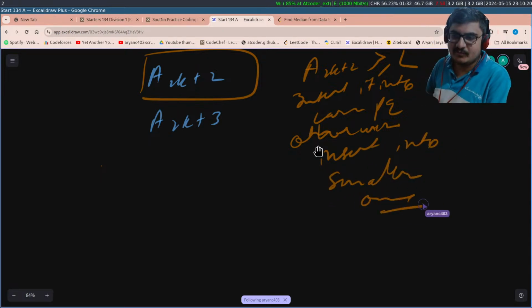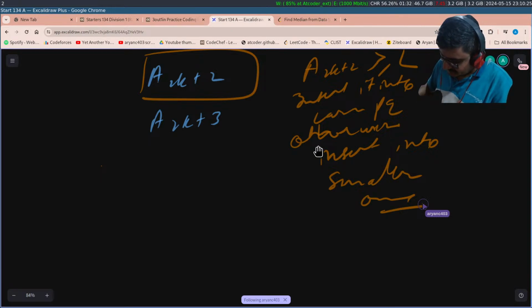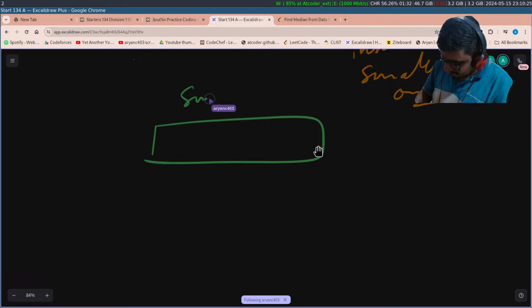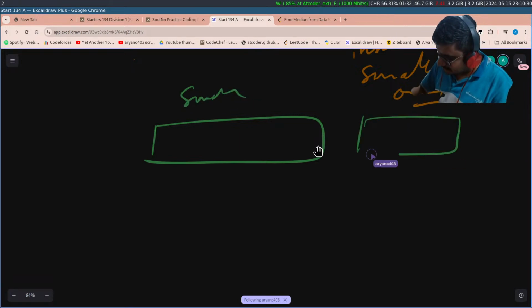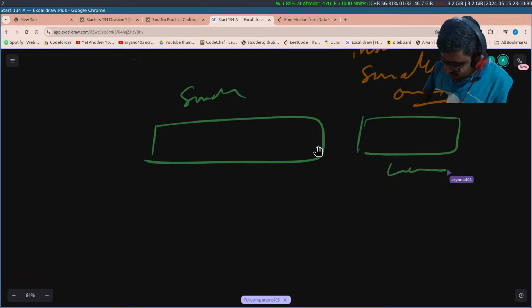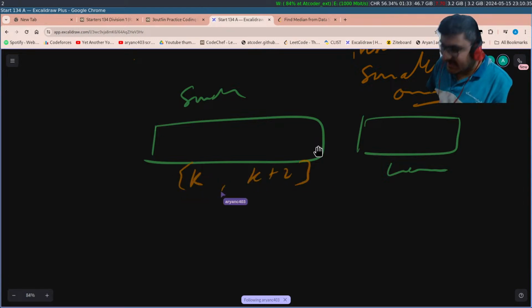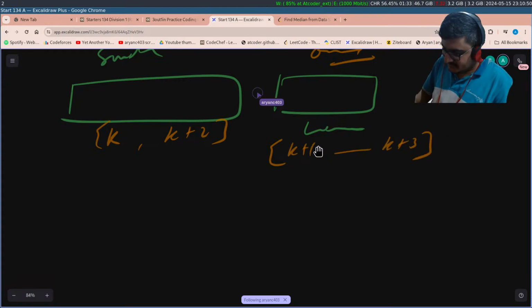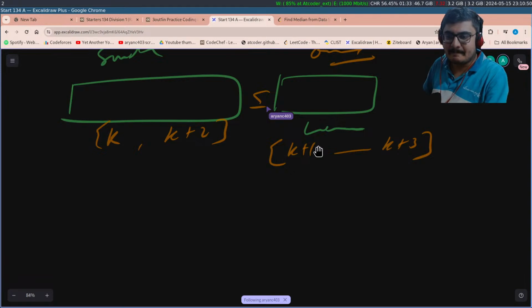And similarly, we can do for A2K plus 2 as well. So after this is done, this would be the smaller Q and this would be the larger Q. And the size of this Q can be between K to K plus 2. Like any possible size is there, based on where we have inserted values here. And here the size of Q can be K plus 1 up to K plus 3, based on where we have inserted the new two values.